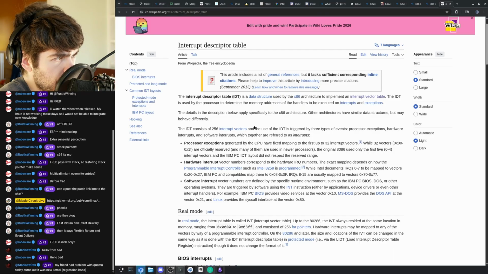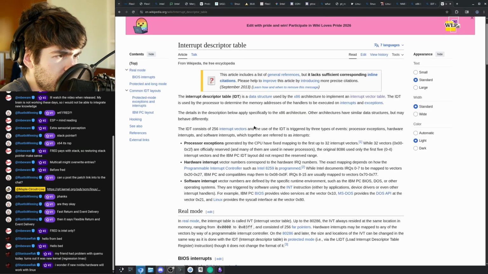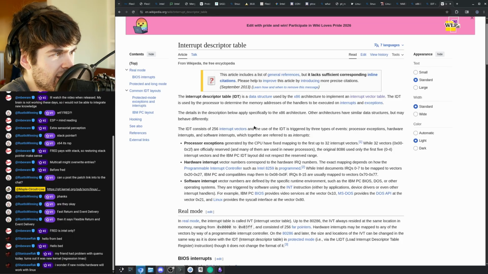Processor exceptions generated by the CPU have a fixed mapping of up to 32 interrupt vectors. Oh, okay, it's just shitty wording. While 32 vectors are officially reserved, many of them are used in newer processors. The original 8086 used only the first 5 interrupt vectors, and the IBM PC IDT layout did not respect the reserved range.